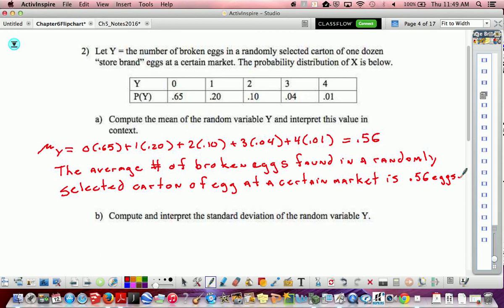I know you're probably saying right now, well, you can't have a half an egg broken in a carton. I agree with you. But this is the average, which is actually pretty good if you're thinking about a grocery store and eggs. It's less than 1. If you think about when you go grocery shopping, how often do you get home and at least one of the eggs in the carton is broken? Happens from time to time.